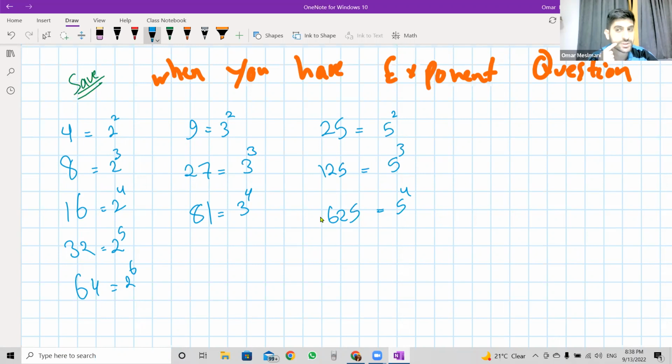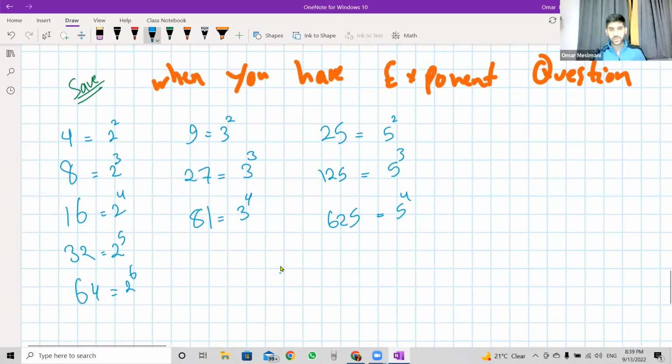And basically, we finished the exponents. I'm going to share with you some questions. We will solve them together, and this is it. Okay? Yes, sir. Nice. Let's do it then.